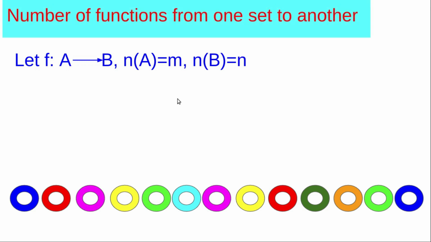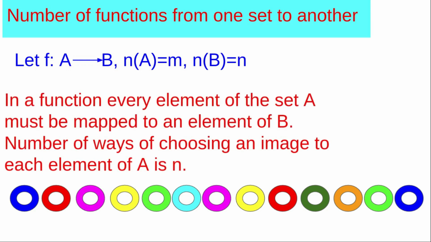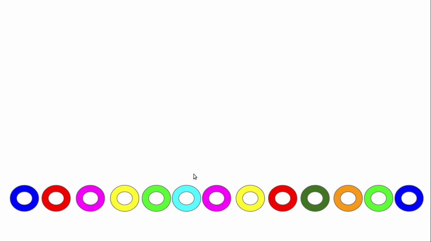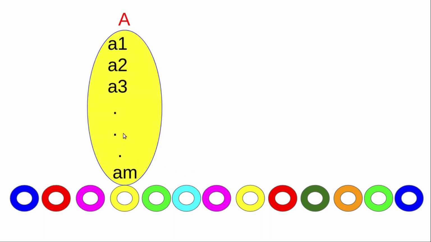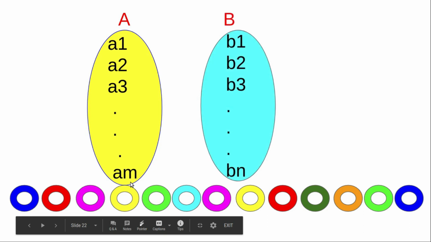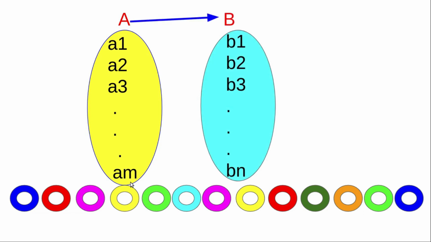Number of functions from a set A to another set B. In a function, every element of the set A must be mapped to an element of B. Number of ways of choosing an image to each element of A is n. Now consider set A with m elements and set B with n elements. And consider a function from A to B.